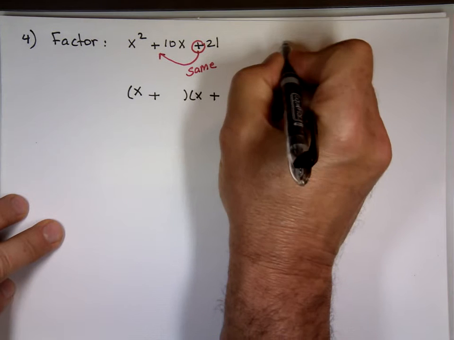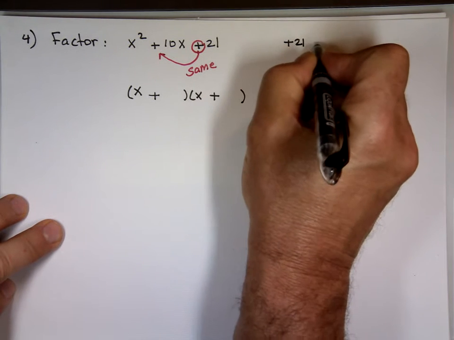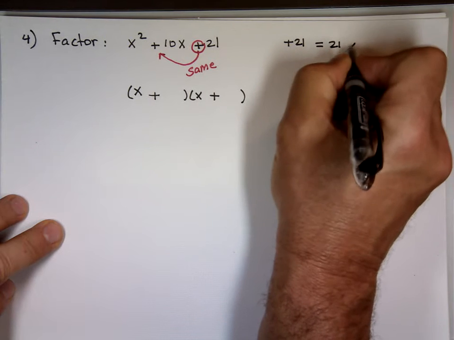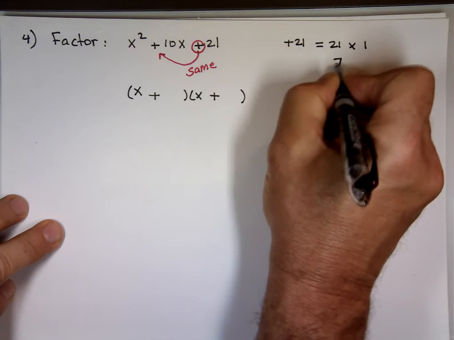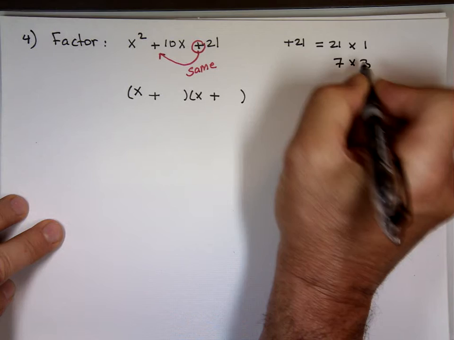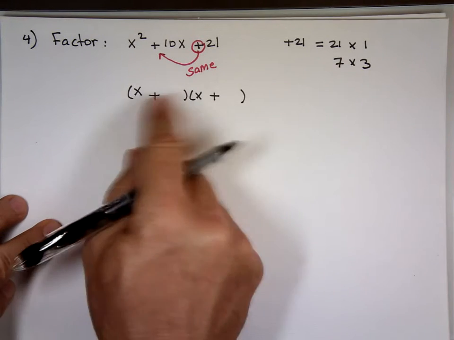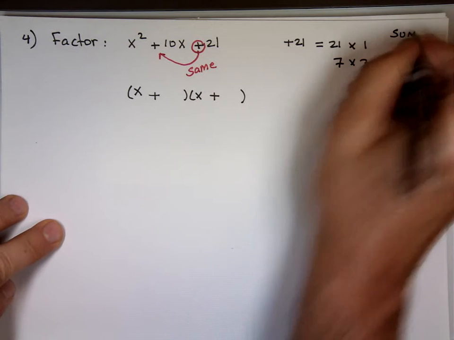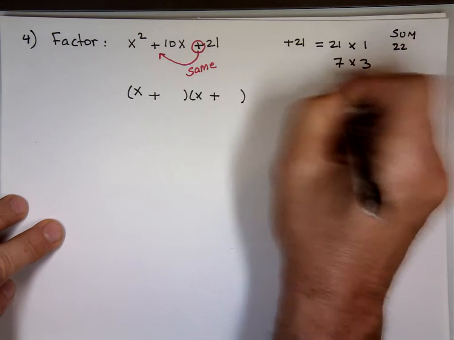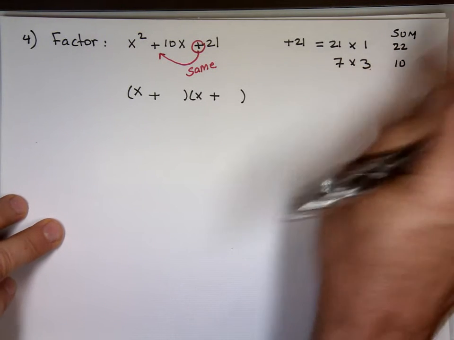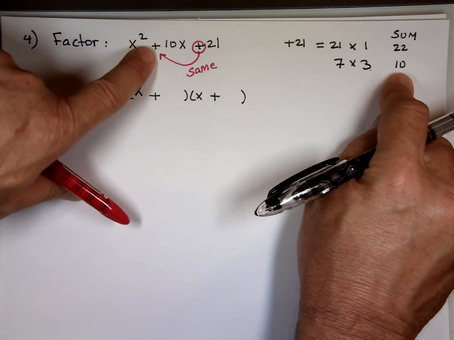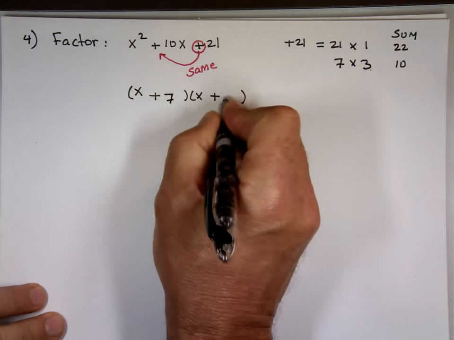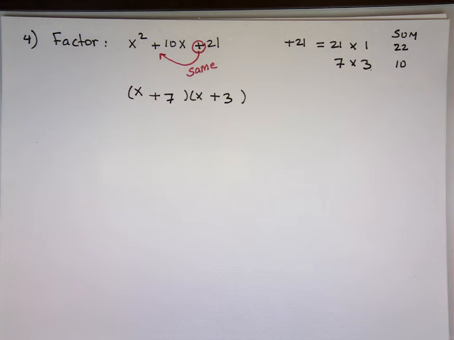Now let me look at the 21. How do you get positive 21? 21 is 21 times 1, or 7 times 3. Can only use positive values. What's the sum here? The sum is 22. What's the sum here? That's 10. Notice that 10 matches that number. That tells me my numbers are 7 and 3. And it doesn't matter which one you write first.